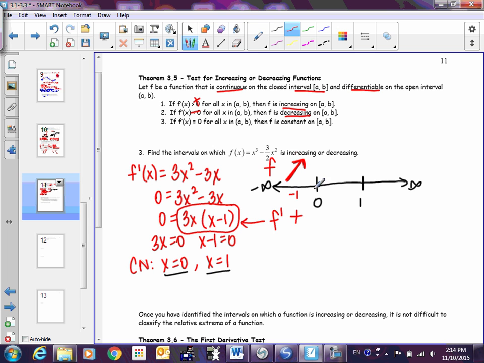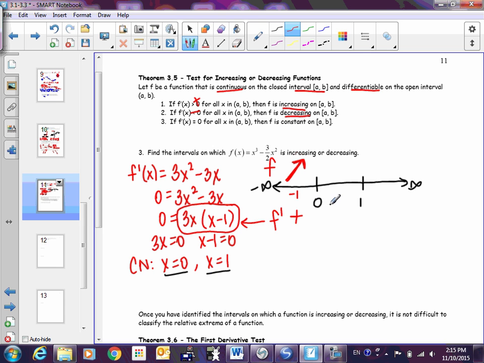And this would work with any number to the left of 0. Any number, if you plugged it in, you would get a negative times a negative, or a positive result, and therefore f would be increasing. Okay? If you take a number and you plug it in for x and you get 0, that means you missed a critical number. That's why we find the critical numbers first. Okay, so that's that section.